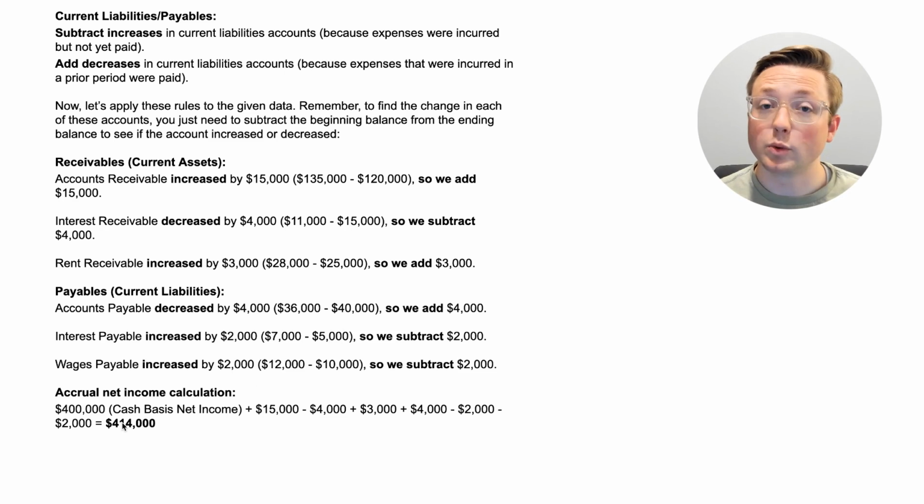The answer was $414,000 because you start with the cash basis net income, add the increase in accounts receivable, subtract the decrease in interest receivable, add the increase in rent receivable, add the decrease in accounts payable, subtract the increase in interest payable, and subtract the increase in wages payable, and that gives you $414,000 of accrual income. With that, let's go to the next question.